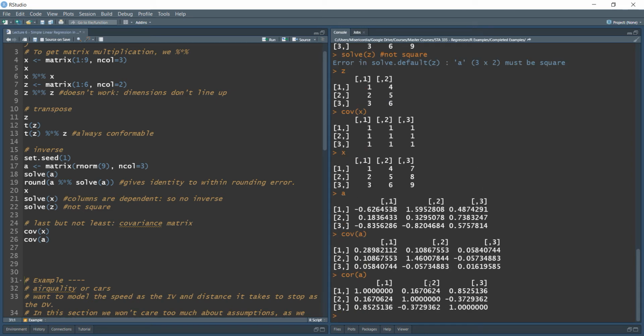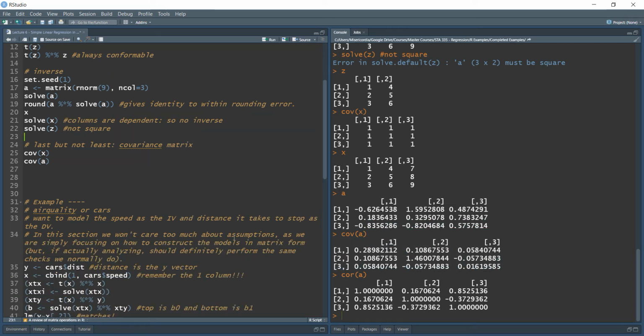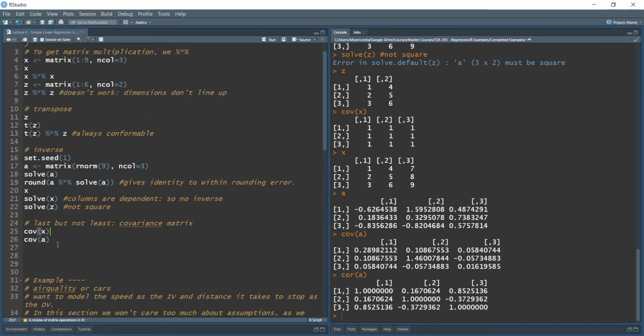Again, the correlation is kind of like a standardized version of the covariance. Covariance is more unit-tied than the correlation is. But we tend to use covariances in our calculations because we use variances in our calculations. So this is just a quick reminder.